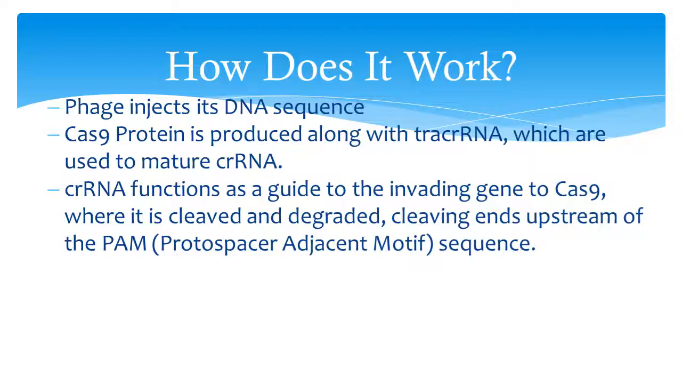degraded. And the cleaving ends are upstream of a very important sequence called the PAM sequence, also known as the protospacer adjacent motif. And this will tell us exactly where the Cas9 protein will be aligning. Here's just a visual of what this PAM sequence will look like relative to our green CRISPR loci. And generally the PAM sequence has a code of NGG.